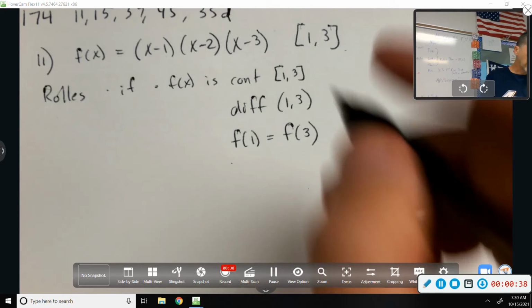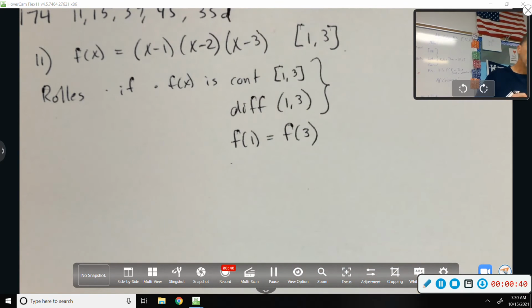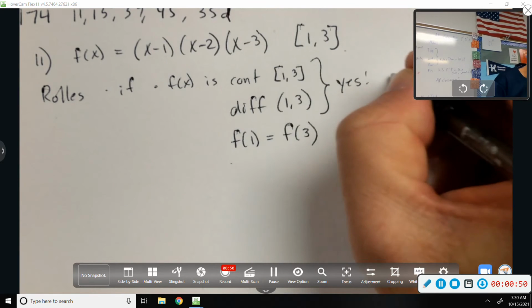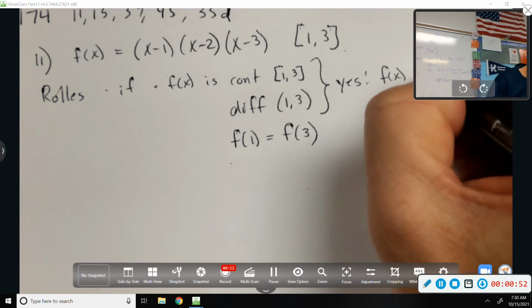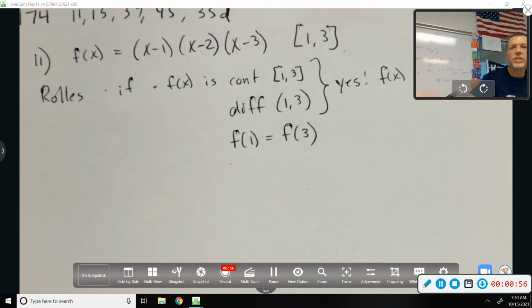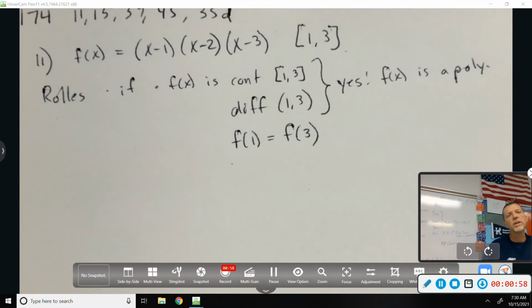All right, so what about continuous and differentiable for our function? Because they kind of go together for this one. Yes, it is. Why is it? It's a polynomial. So yes, f of x is a polynomial, and a polynomial is continuous and differentiable everywhere, so we don't have to worry about that. I mean, we need to state it, but we don't have to worry about it.